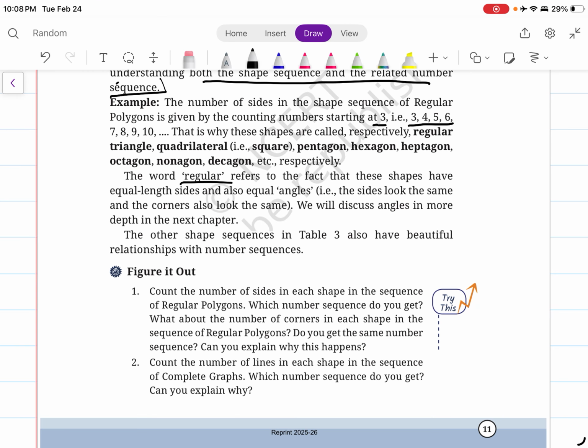The word regular refers to the fact that these shapes have equal length sides and also equal angles. The sides look the same and the corners also look the same. We will discuss angles in depth in the next chapter.